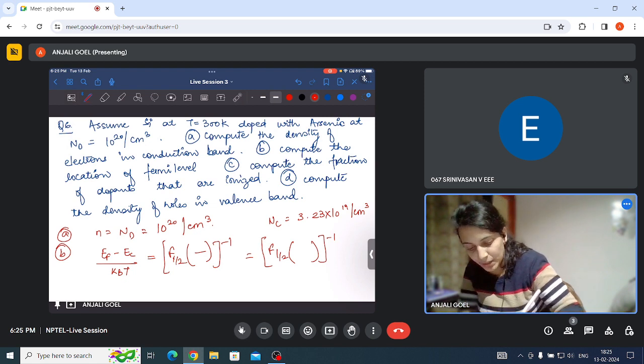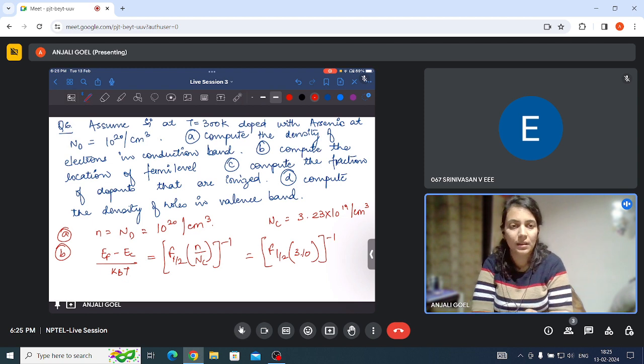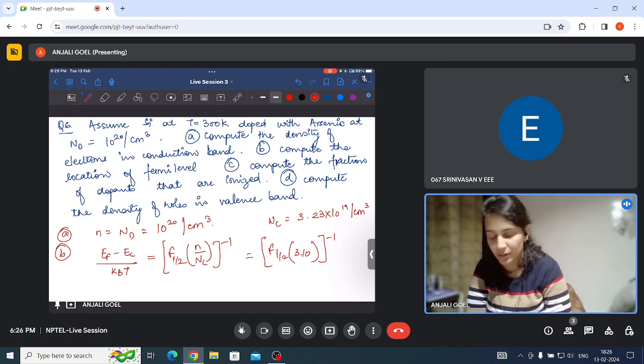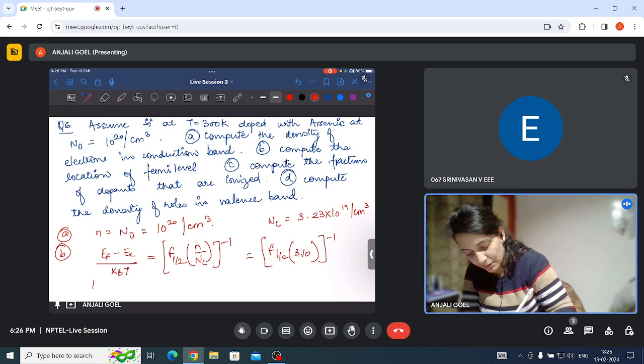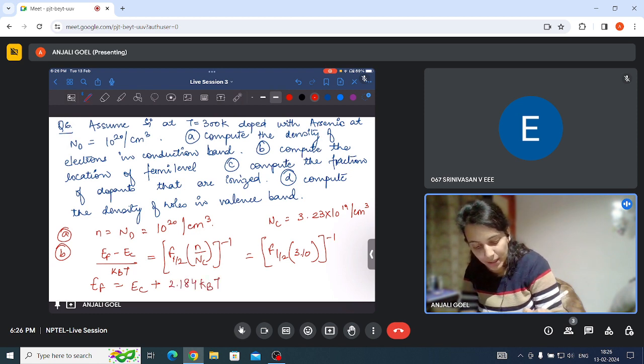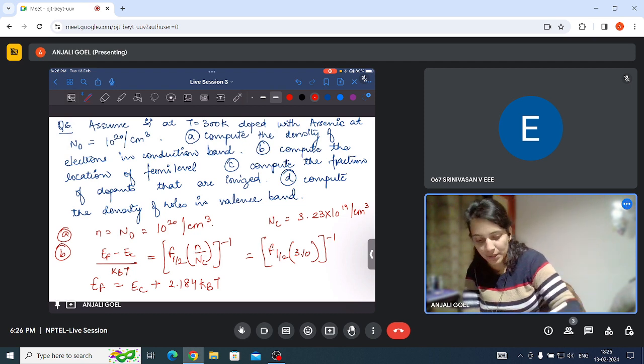Okay, so this is basically N upon NC. After calculating, this will become 3.10. On NanoHub, there is a Fermi-Dirac calculator. If you use it, the final result you get is EF equals EC plus 2.184 kT. So from this we come to know that EF is inside the conduction band.